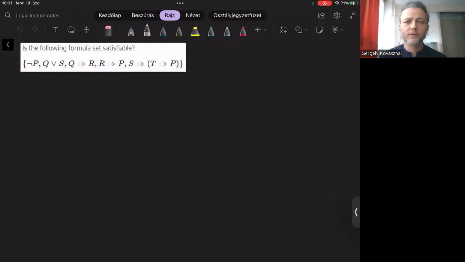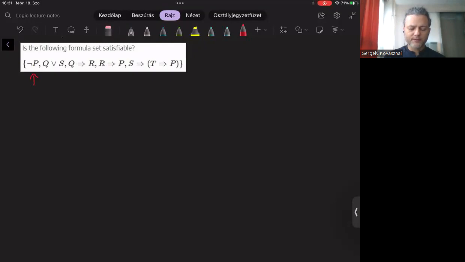Now we are going to solve the same exercise as in the previous exercise. We have to prove that this formula set is satisfiable. But now, before analyzing the value of formulas and variables, we are going to try to transform our formulas a little bit, just to make it easier to come up with a solution. As you remember, we started with not P, and from this we derived that P must be false.